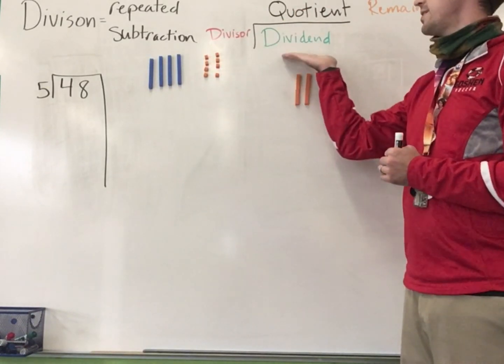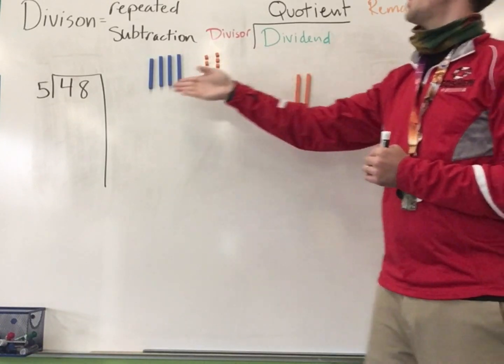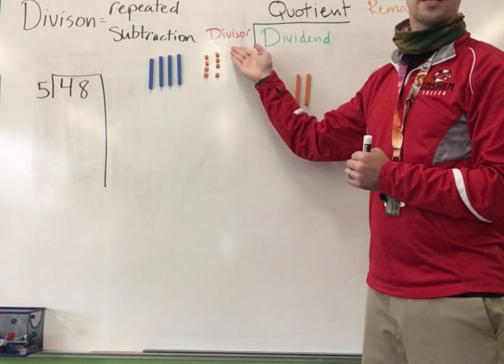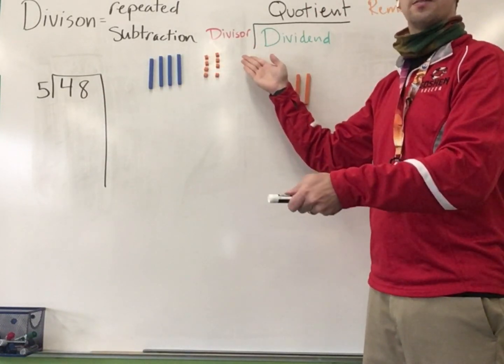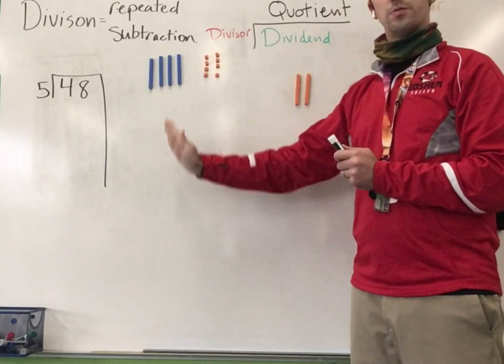The dividend is the number that we are dividing. It is the large number. It goes inside of our bracket. The divisor kind of sounds like sword. A sword is used to cut. And so we are going to cut our large number into equal groups.